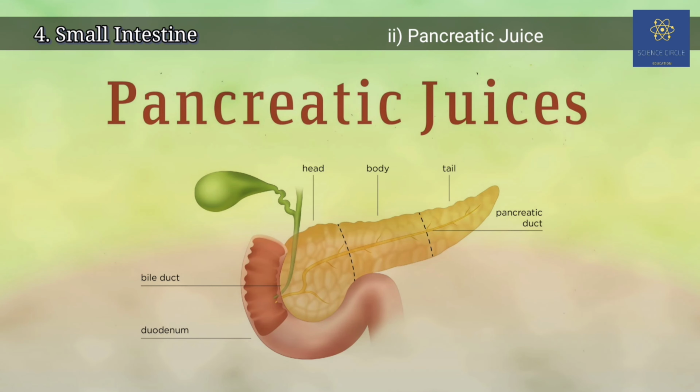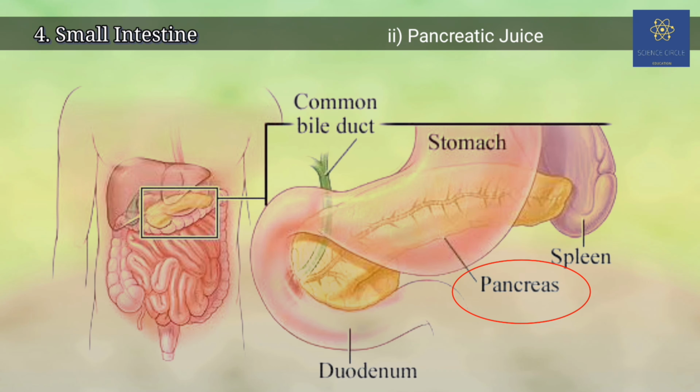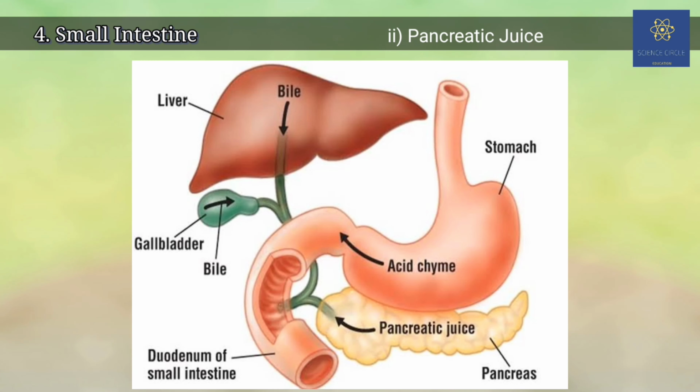Now we will have a look at the pancreatic juice, which is produced from the gland pancreas located behind the stomach. The pancreatic duct opens into the duodenum by an aperture common to that of the bile duct.